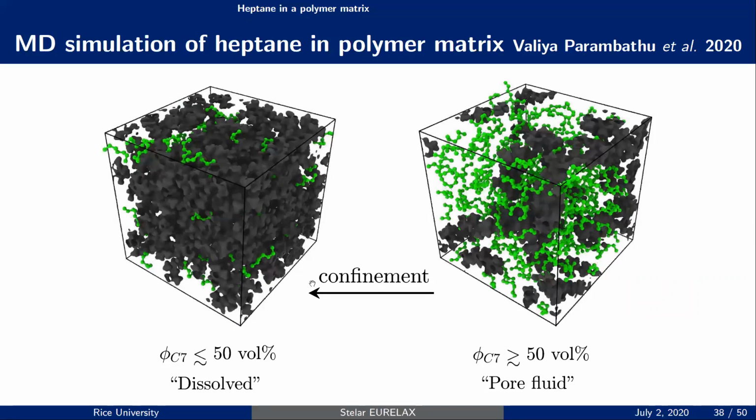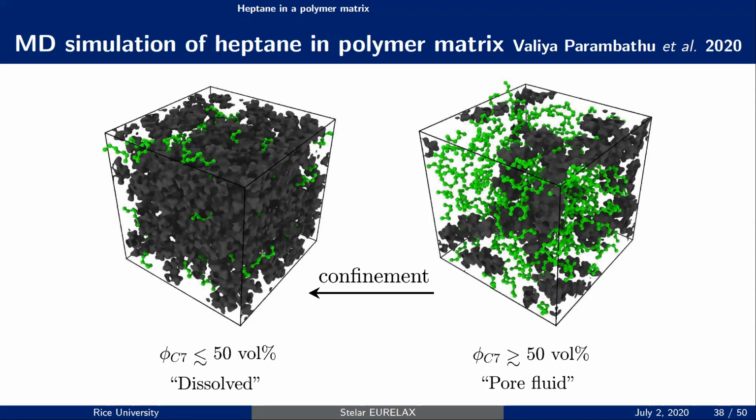And we can examine a range of confinement. So greater than 50%, we call it a pore fluid. And as you can see, in greater than 50%, it is pretty much the heptanes are talking to each other. But as we increase the confinement, the heptane is talking more, and I'm using the word talking to just give you a physical feel for what is happening. The heptanes are talking more to the polymer matrix, which is our model, eventually our model for the kerogen.